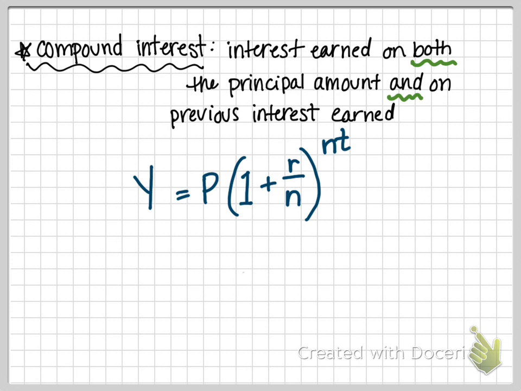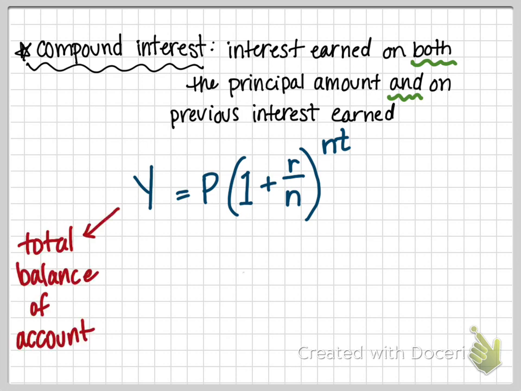Now, some of these we know what they mean. R is going to be your rate. T is going to be time. 1 is going to be 1. P is going to be principal, so it's what you deposited. All right, but let's put them all down. Y is the total balance of your account that includes the interest and the principal. So the total balance of the account after a certain amount of time.